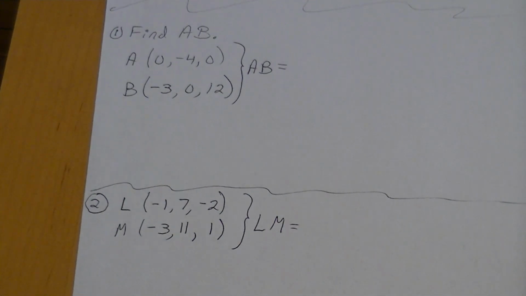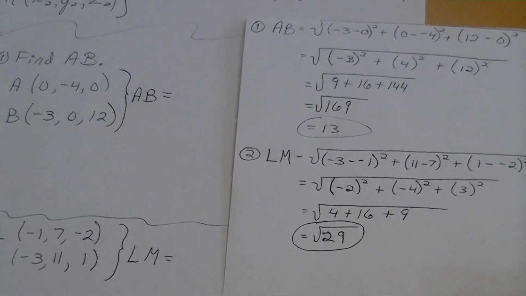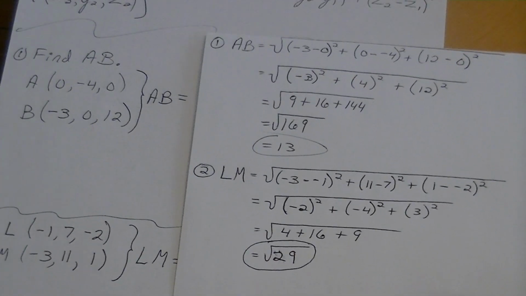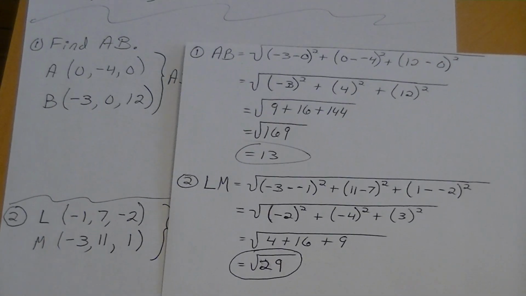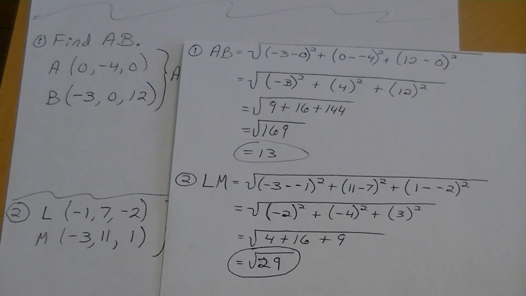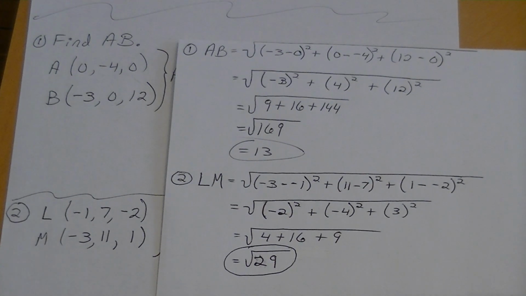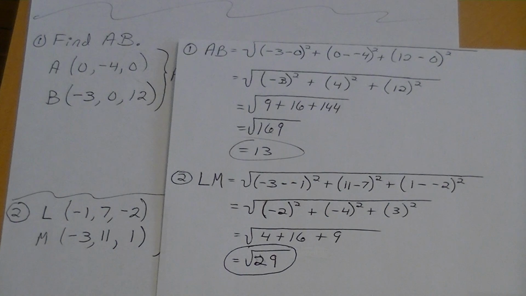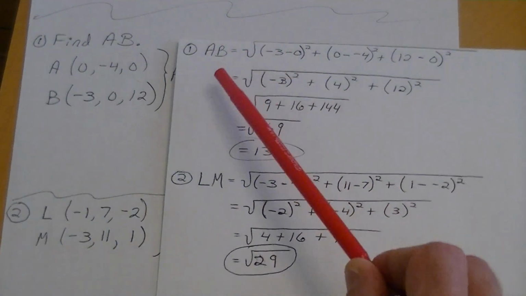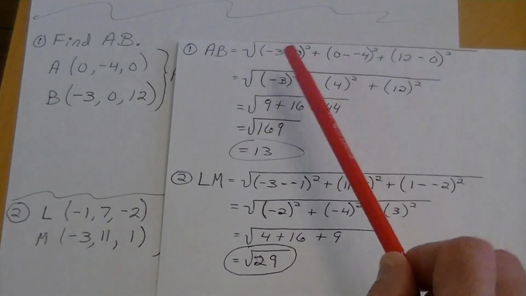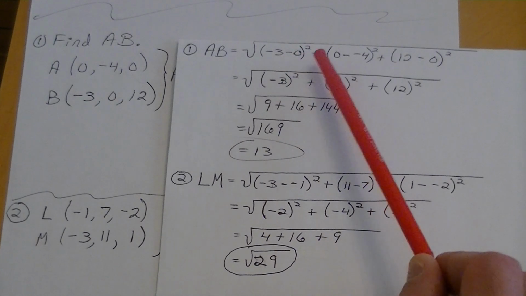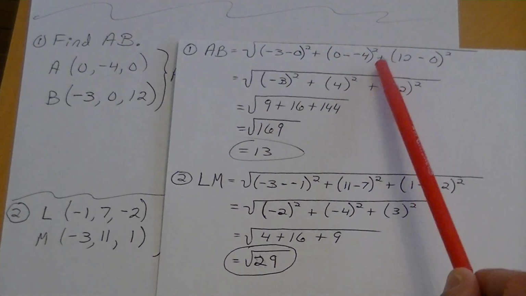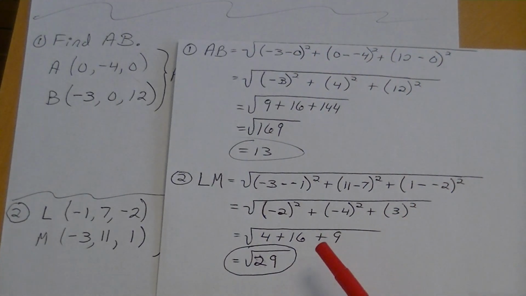Alright, turns out I did set up an answer key, so let's see how you did. Can I get all this in one shot? That looks pretty good. So there they are. The distance from A to B, if I subtract the square root of, subtract my x's in square, plus subtract the y's in square, plus subtract the z's in square.